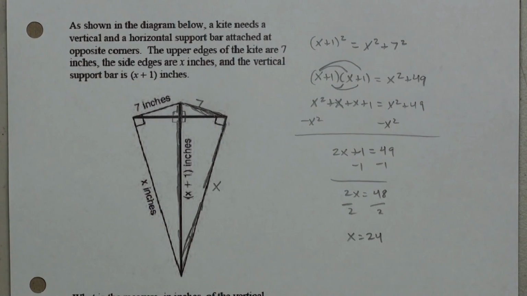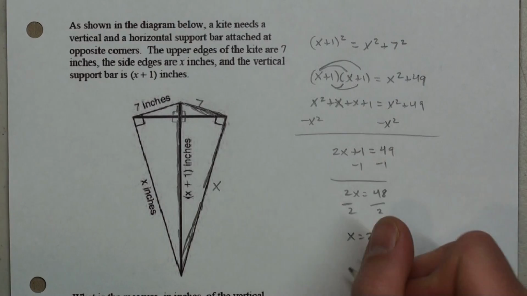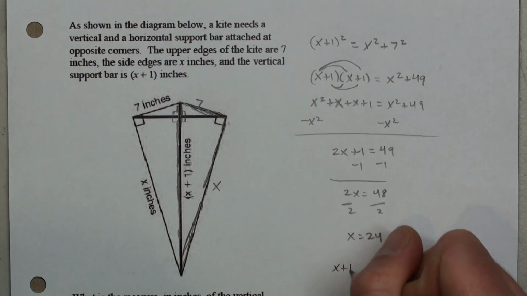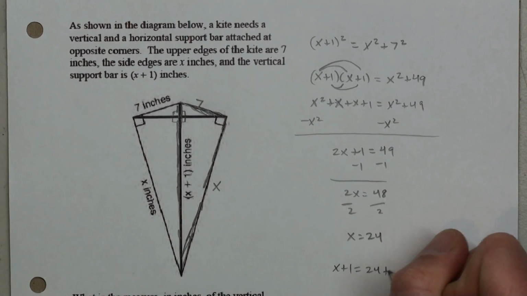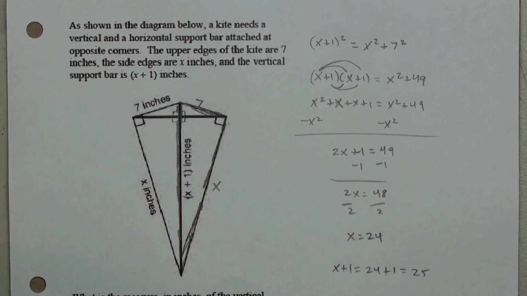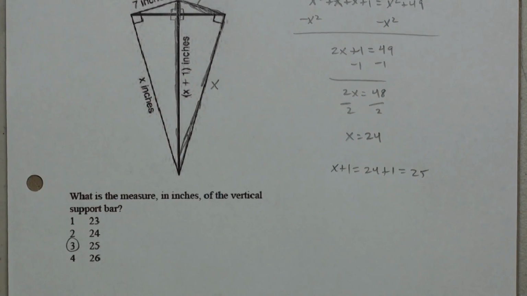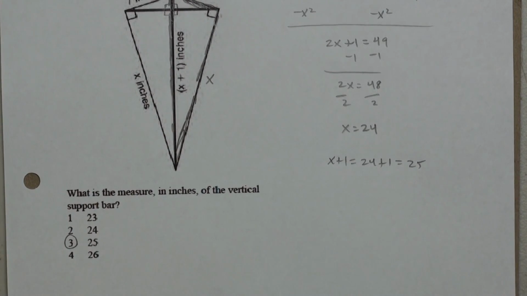The vertical support bar is x plus 1 though. So x plus 1 equals 24 plus 1 equals 25. Of course 24 is a choice, and you know how many people put that. Don't make that mistake. Go back and read the problem 10 times if you have to. You have plenty of time for this test. There's no reason to make stupid mistakes.